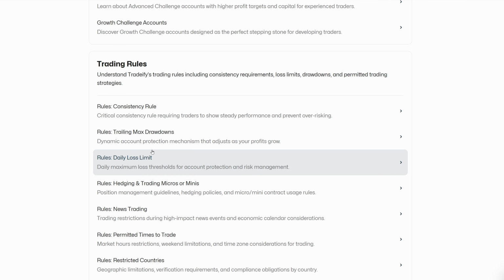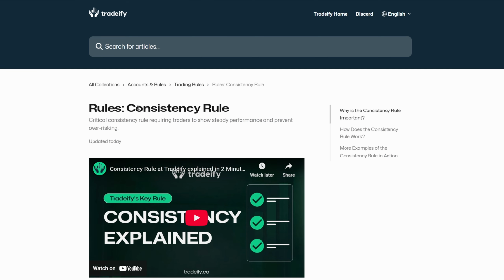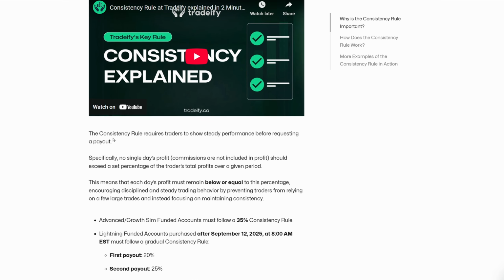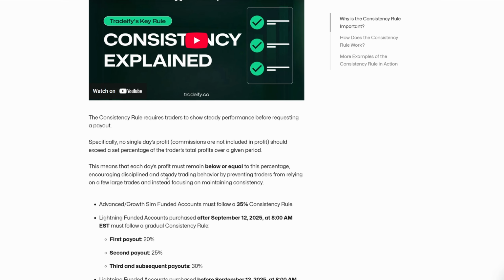One of the rules that changes drastically is the consistency rule. With the consistency rule, it's very simple to understand. The growth and advanced accounts have a 35% consistency rule. So when you go to request your payout, don't let any one of those days be more than 35% of the total profit in the account.